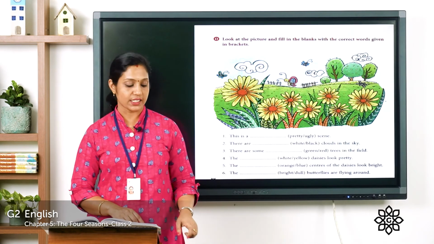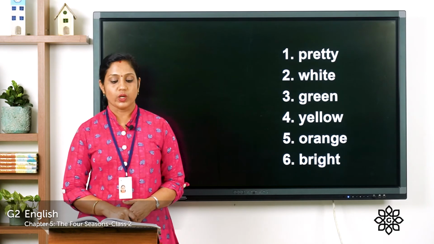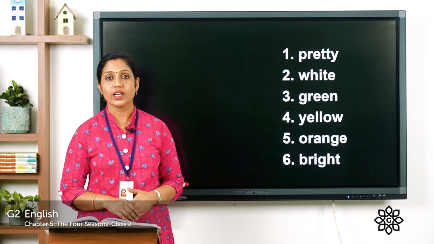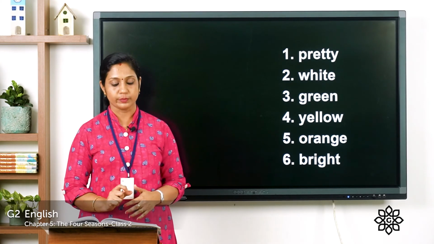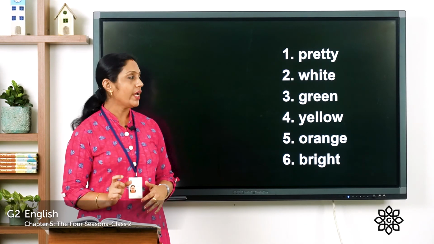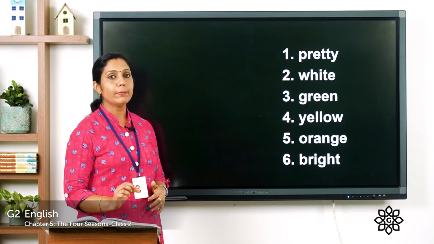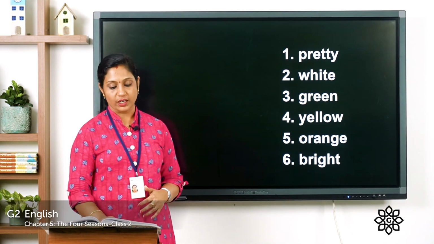Now let's look at the answers. First one, this is a pretty scene. We know that this is a pretty scene, it's not an ugly scene. So write there pretty. There are white clouds in the sky. Third, there are some green trees in the field.